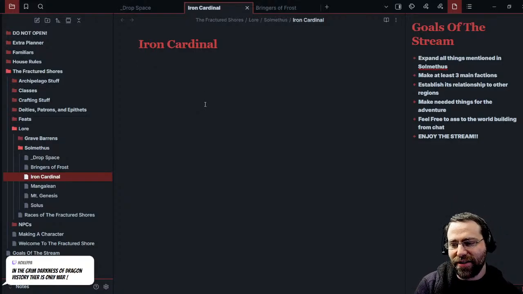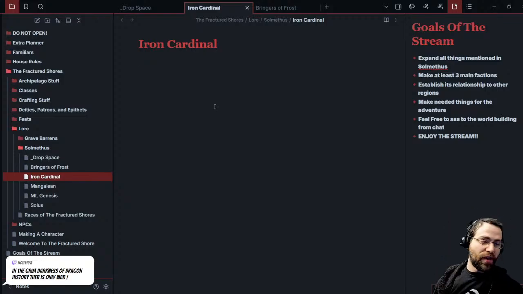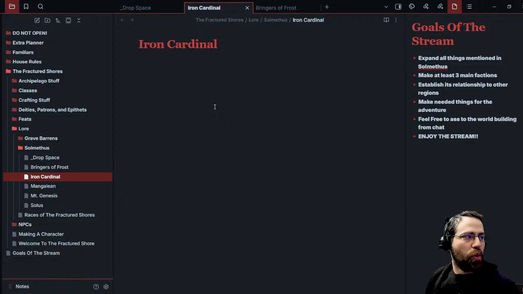In grim darkness of dragon history, there is only war. Yeah, the dragons are forever at war because they want each other's hordes, so that, for all intents and purposes, they can ascend. So that's why there's endless war for dragons.